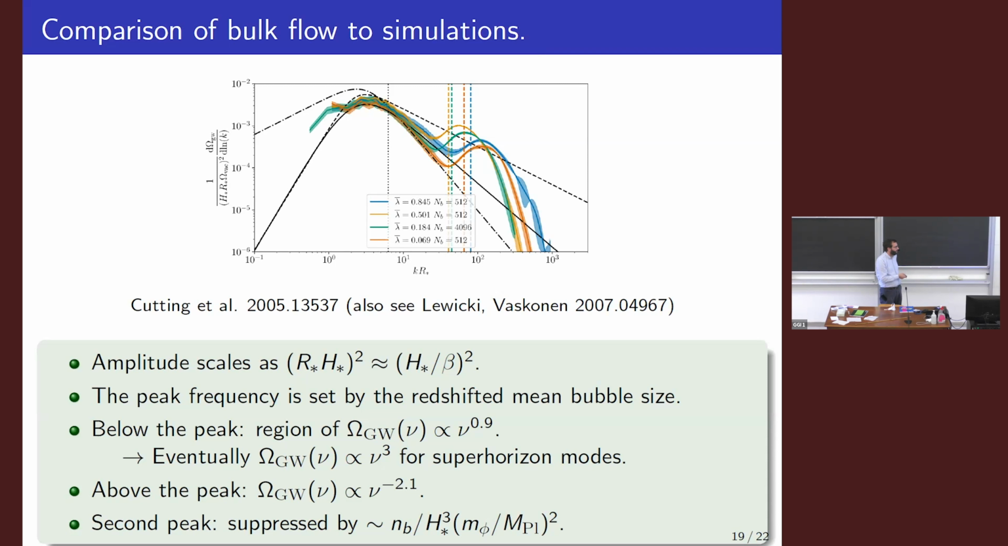But eventually, we also know that one thing that isn't taken into account here is that you have some very long wavelength or low frequency gravitational waves, which start off at super horizon scales, and it's known that these should scale as frequency cubed in the IR for initial super horizon modes, which enter the Hubble patch, the Hubble volume, when in radiation domination.